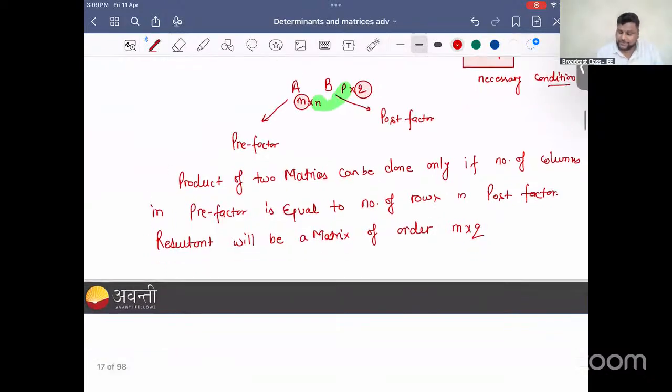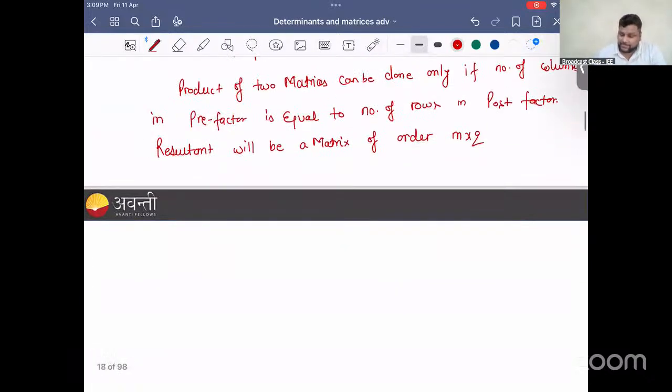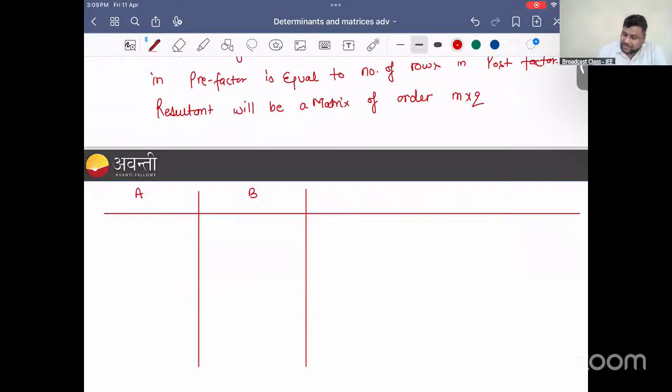Is this okay? Now how do we go with the matrix multiplication? First of all, before that, I'll ask you a small question. This is matrix A, this is matrix B. You are going to tell me if AB will exist or not. Then you are going to tell me if BA will exist or not and what will be their order. Say A is of order 2 by 3, B is of order 4 by 5. Are we able to do the matrix product AB? Tell me quickly.